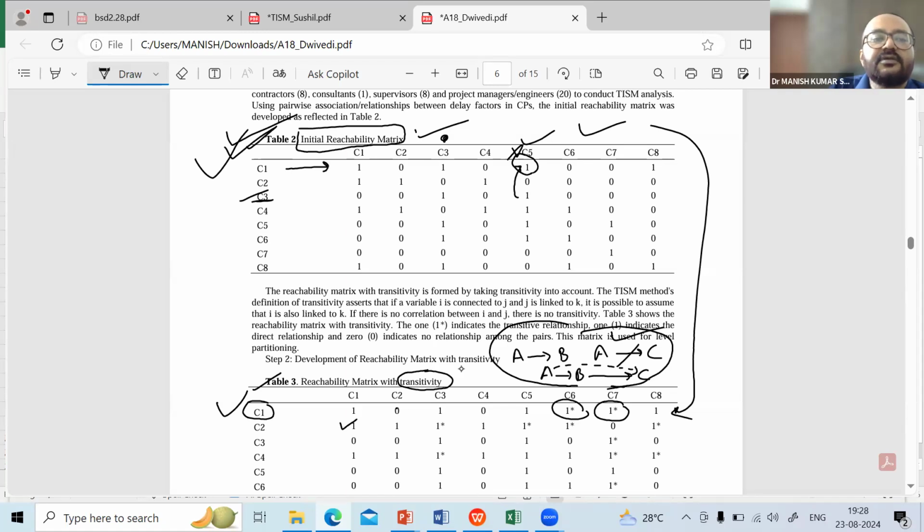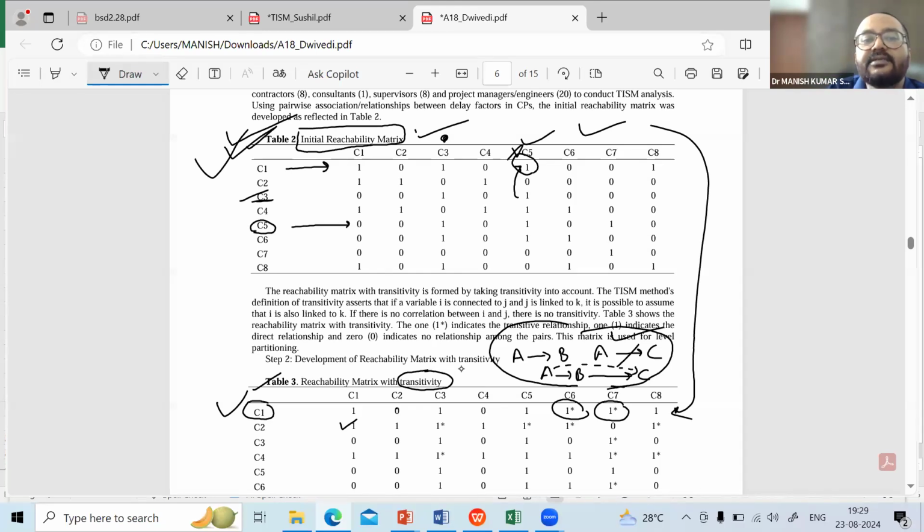Now, what is the next one? We have checked C3. Now we'll go to another one. Another one is C5. So we are going to C5 now. So C1 is directly impacting C5 because it is 1. So where there is 1, we have to do it actually. Apart from the same, because C1 to C1 is nothing. So C1 to C3 we have already checked. Now again I'm telling you, C1 to C3, C3 is 1. Now, sorry, C5 is 1. Now we'll go to C5 and check it.